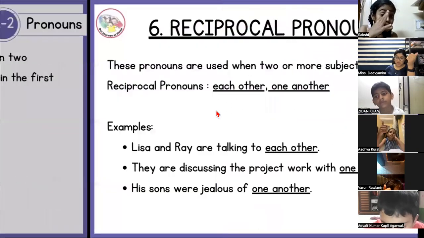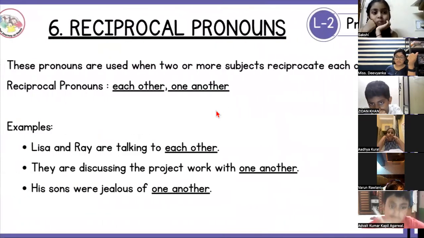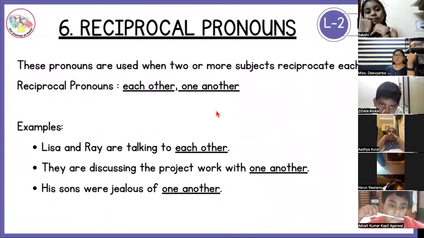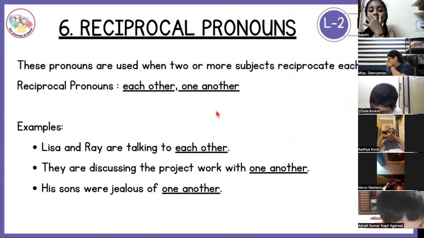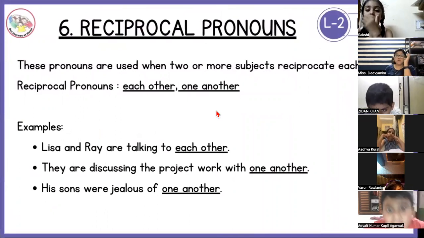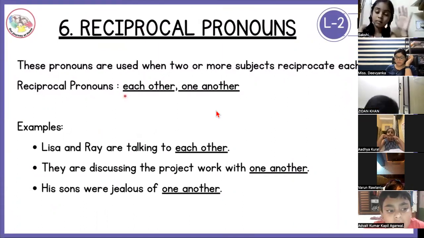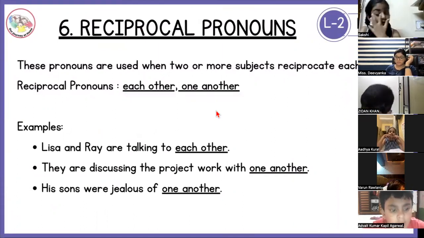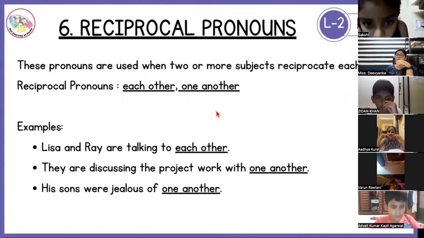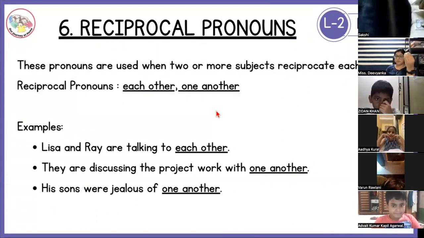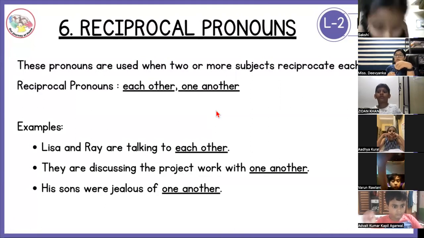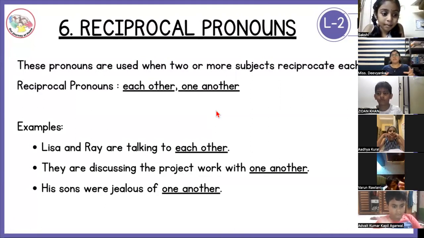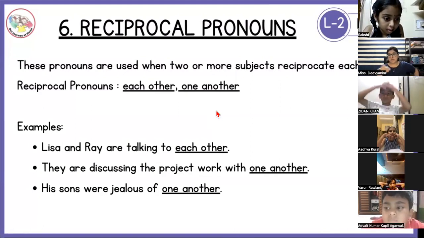Okay. Now, the next one is reciprocal pronouns. Now, what is reciprocal pronouns? These are only two pronouns which you can remember, each other and one another. These pronouns are used when two or more subjects reciprocate each other. So basically, either they are working together on something, they are doing some activity together, or against each other. It can be either together or against.